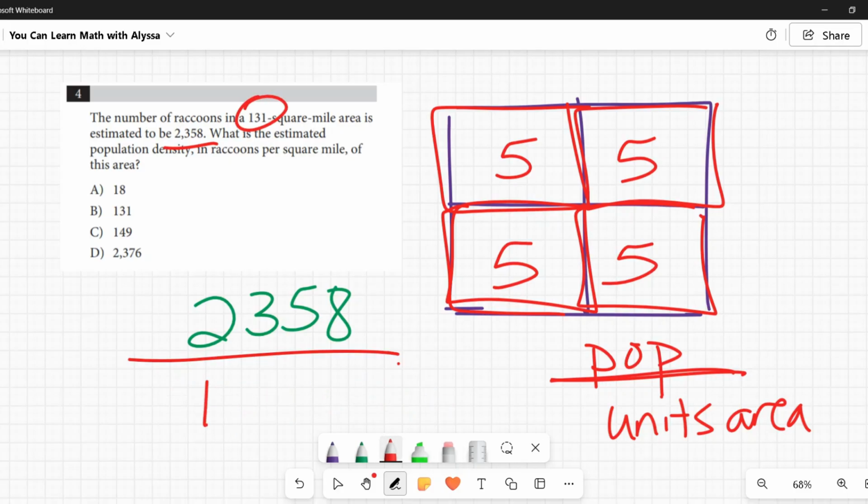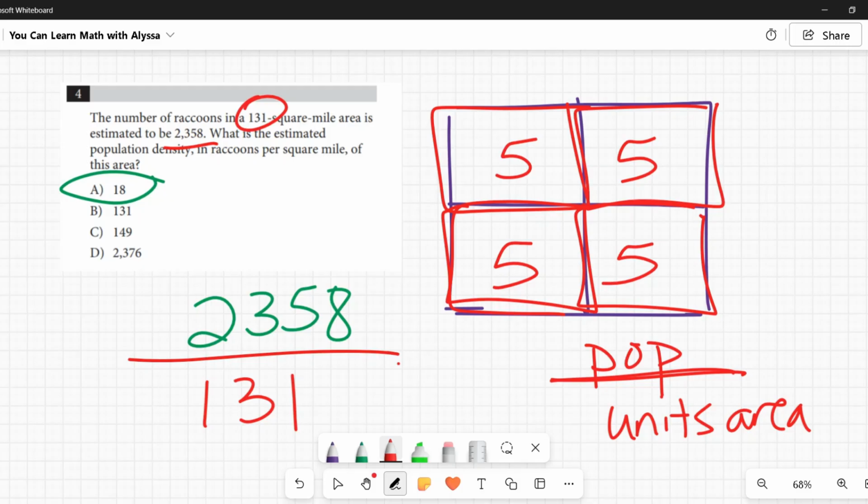There's 131. So we pop that into our calculator, 2,358 divided by 131. I would not recommend doing that manually. Just put it in your calculator. And we get 18. If you wanted to do it manually, I'm not going to stop you, but I'm not recommending it. Just put that in your calculator.